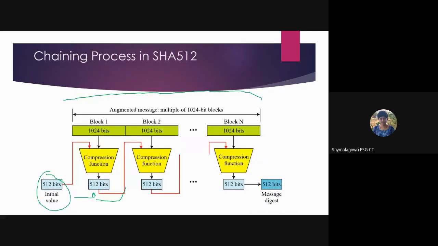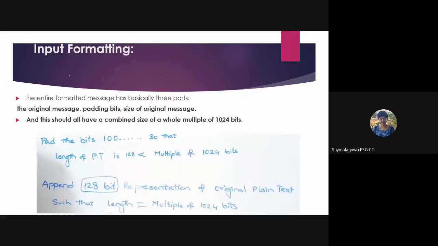The very first step is, given an input, divide it into blocks of 1024 bits. How are we going to do the input processing? We have to know the original size of the message. Based on that, we will do padding, so that we are able to fit the overall message into a multiple of 1024 bits. That is the first thing that we have to do.